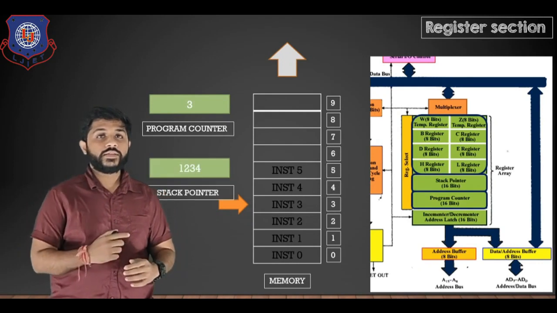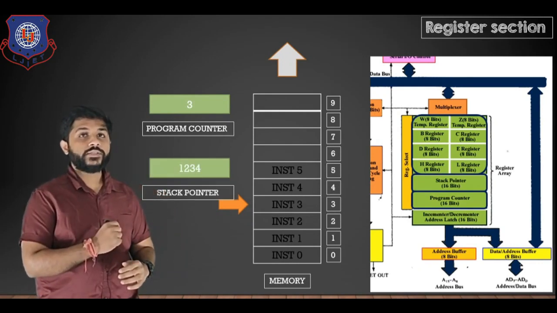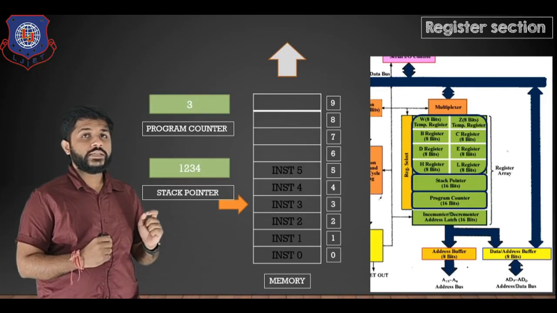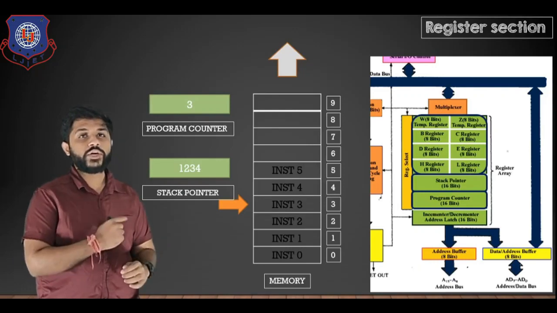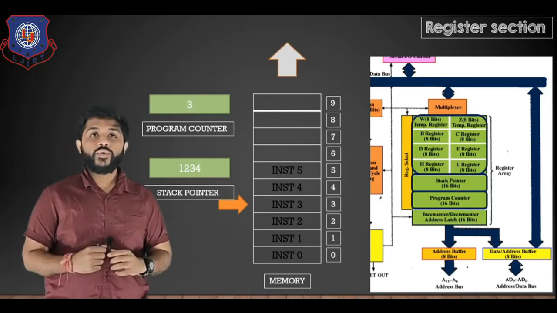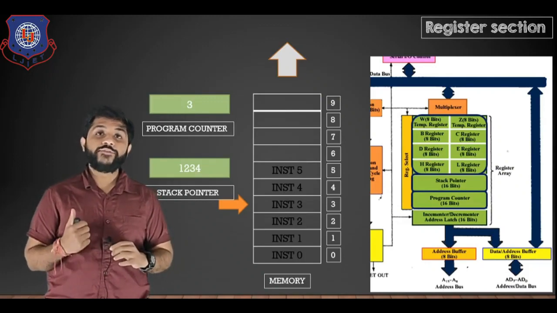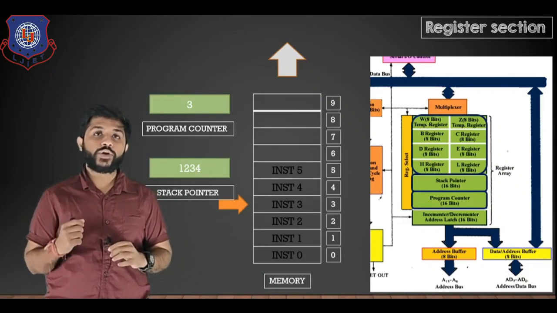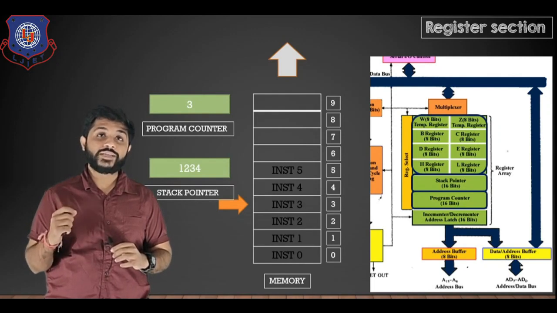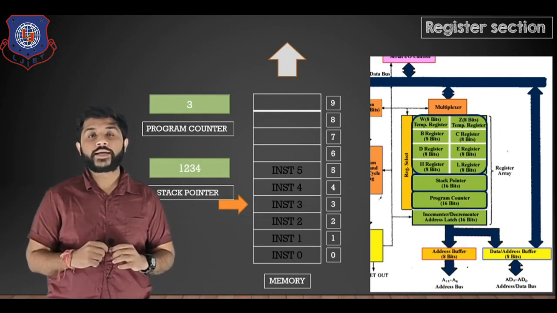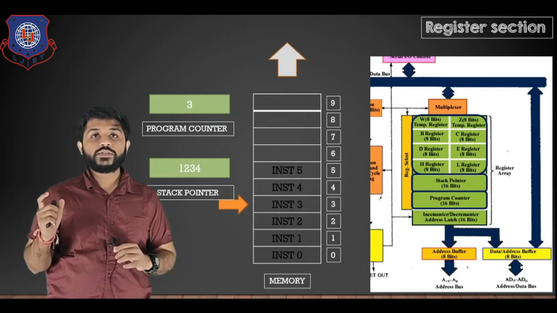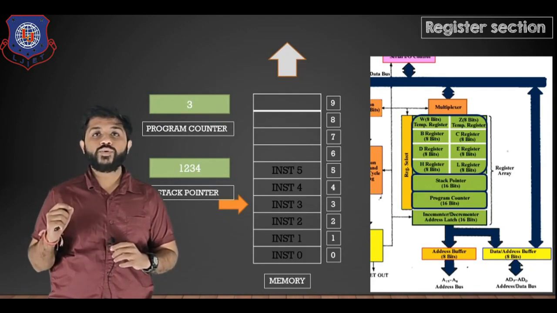Now you can see that there is a stack pointer. You can see the value in the stack pointer is 1 2 3 4. From the value of the stack pointer, you can know at which location the stack pointer is pointing, and that location is the top of the stack. So what is the top of the stack right now? It is 1 2 3 4.